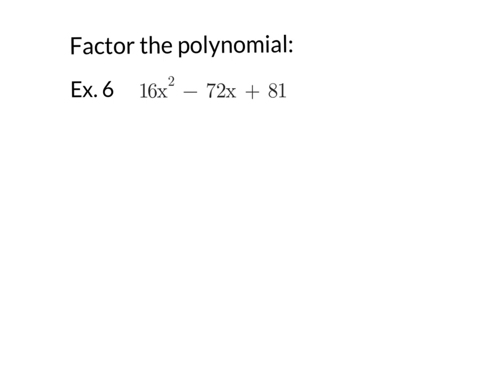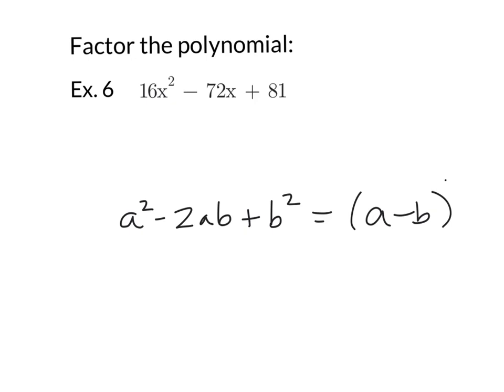Okay, this last example might look a little bit daunting unless you look closely at the trinomial, and hopefully you're going to notice that this trinomial is a perfect square. It actually fits this pattern where it's a squared minus 2ab plus b squared, which of course factors into a minus b quantity squared. Now let me show you how this trinomial fits this pattern.